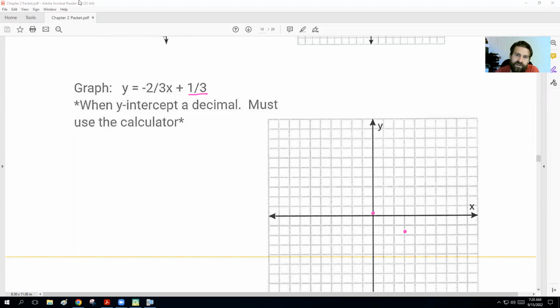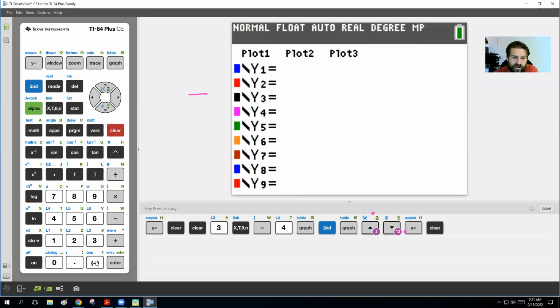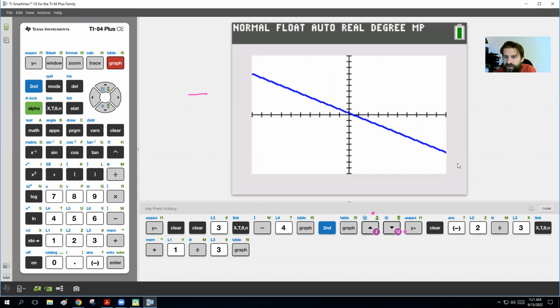Maybe. This is where using a graphing calculator really helps out. So if we go back to our graphing calculator, and we type in -2 divided by 3x plus 1 divided by 3, we can look at the graph. And yeah, that's kind of what we had, just barely above.